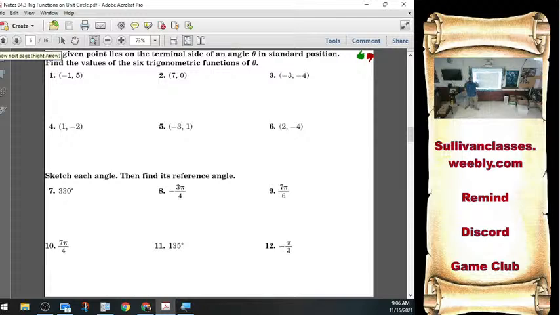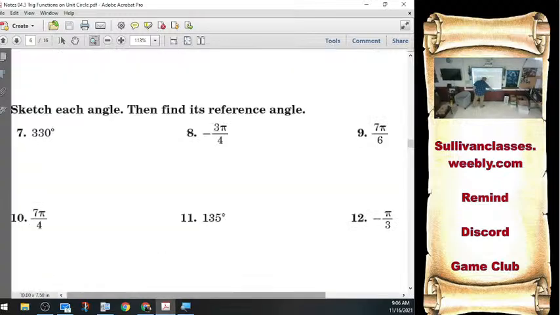All right, what I would like, because we have problems with radians, you guessed it, I want you to find those three. Because we need practice with radians. Yes. Sketch the angle, find its reference angle.